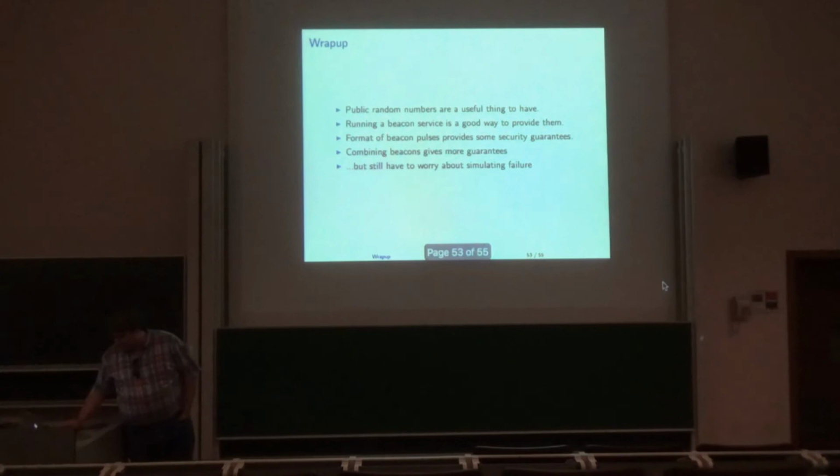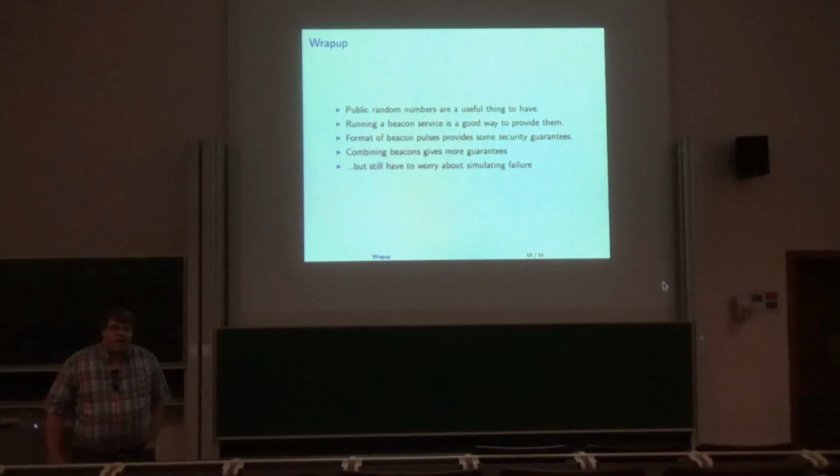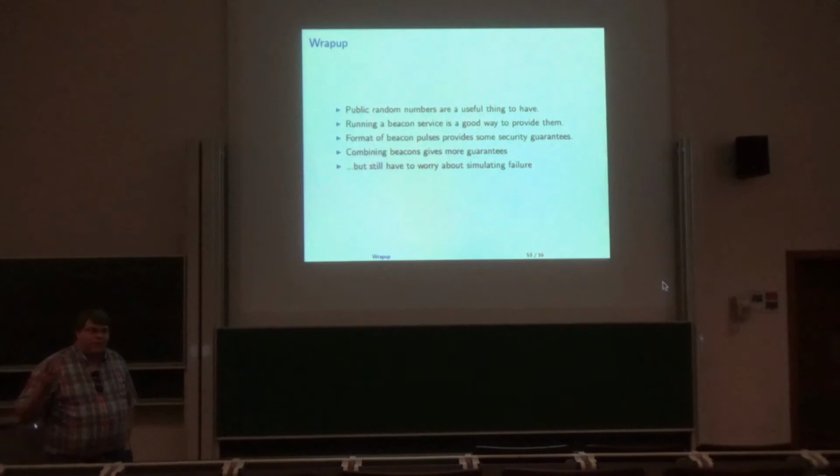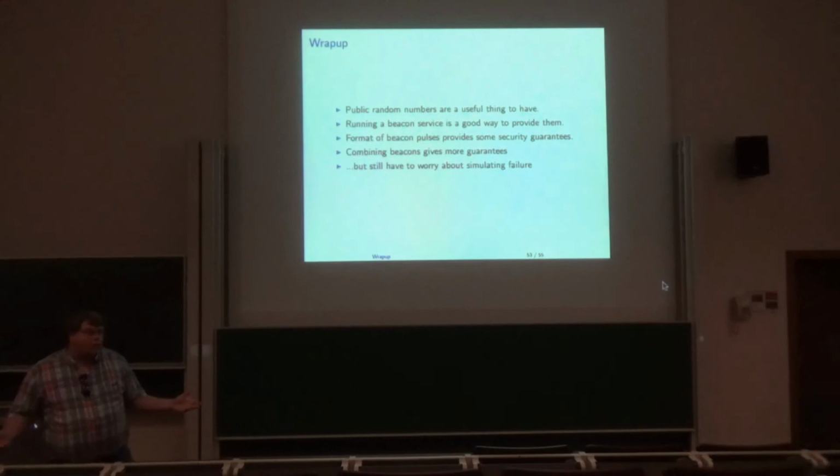I think public random numbers are a really useful thing to have, and I don't know how well I've made the case to you of that, but I think they're actually a really useful service. Running a beacon service is kind of a nice way of providing them. Running it as an explicit service has the advantage that we can give exactly what we think people need, like efficient checking and stuff. The downside is that you have to trust the people running the service. So to try to mitigate that, we've constructed this beacon pulse format that limits our power as the beacon operator, and that encourages people to combine beacon pulses from multiple different sources.